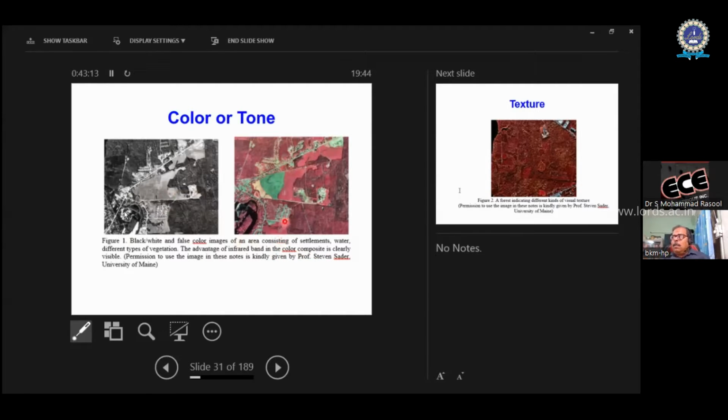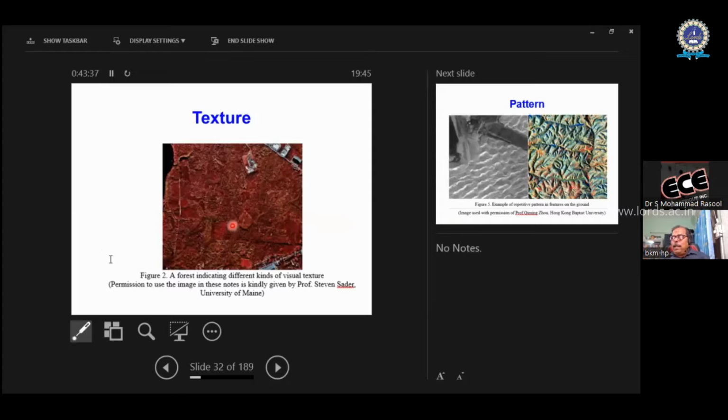So water bodies, human settlements, different types of vegetation. Here the color or the tone is used for identifying what is what in the image. Then the texture, which is the smoothness or roughness, you can say. This can be used to distinguish between different types of vegetation.